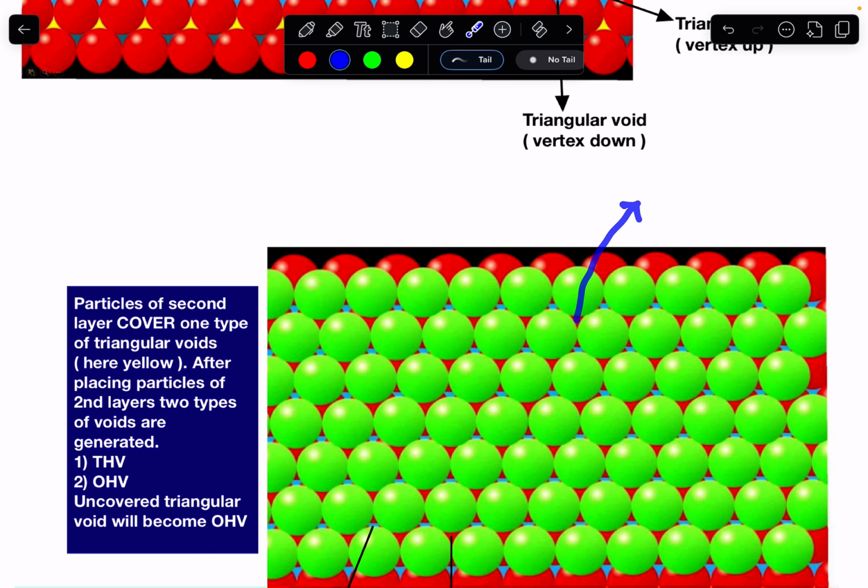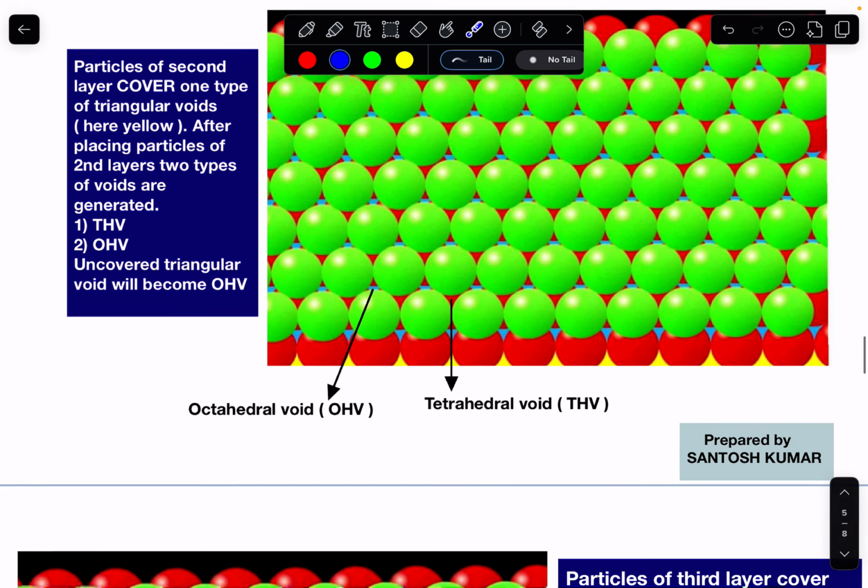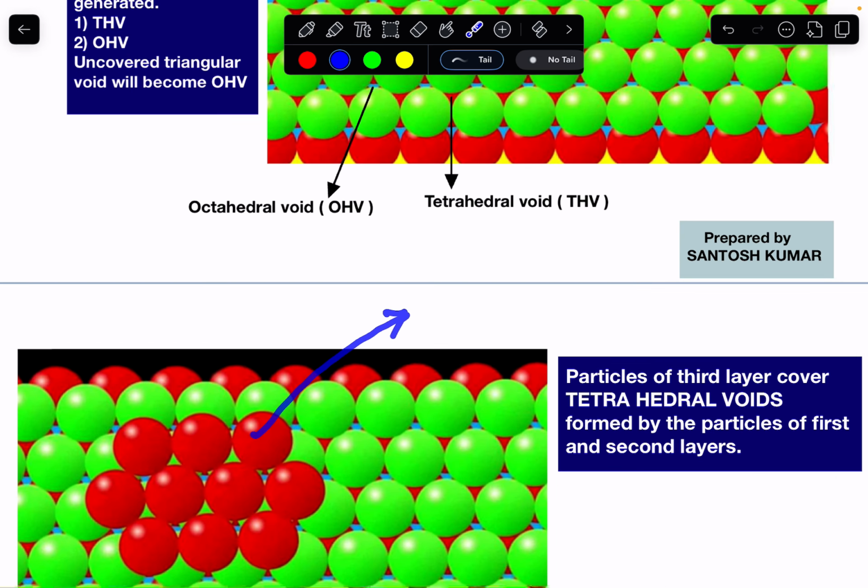This is the newly generated void, the tetrahedral void. The unoccupied triangular void is becoming an octahedral void. And the main difference is that in case of FCC, the particles of the third layer cover octahedral voids, whereas if tetrahedral voids are covered, you are going to get hexagonal close packing. So the particles of the third layer are covering tetrahedral voids. Here these are the tetrahedral voids, and the tetrahedral voids are covered.